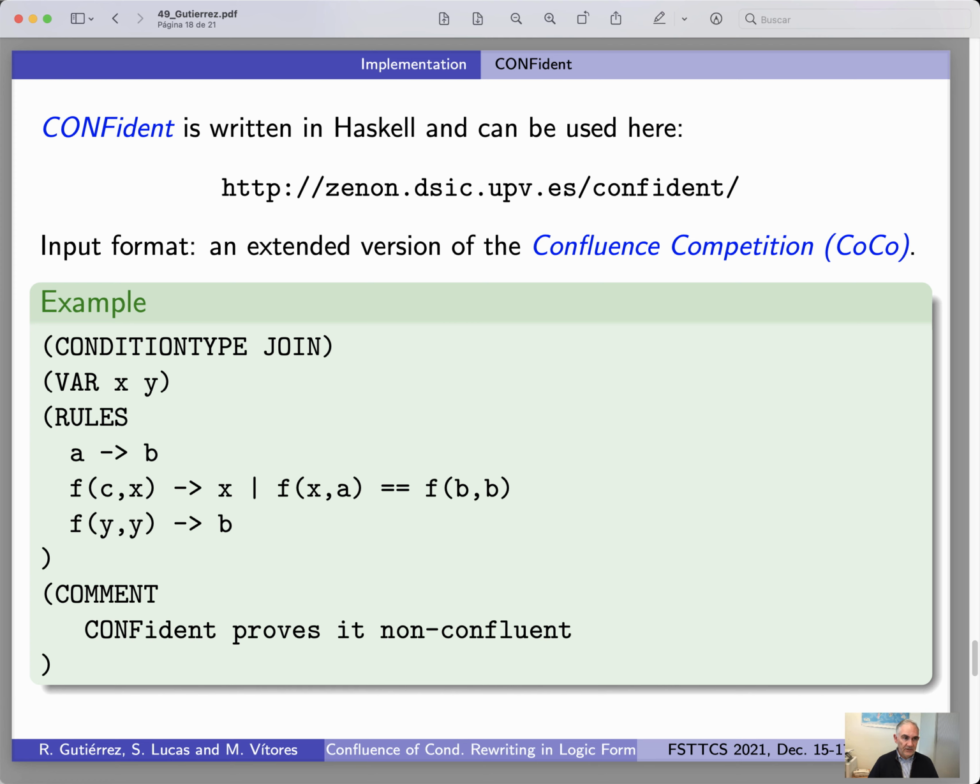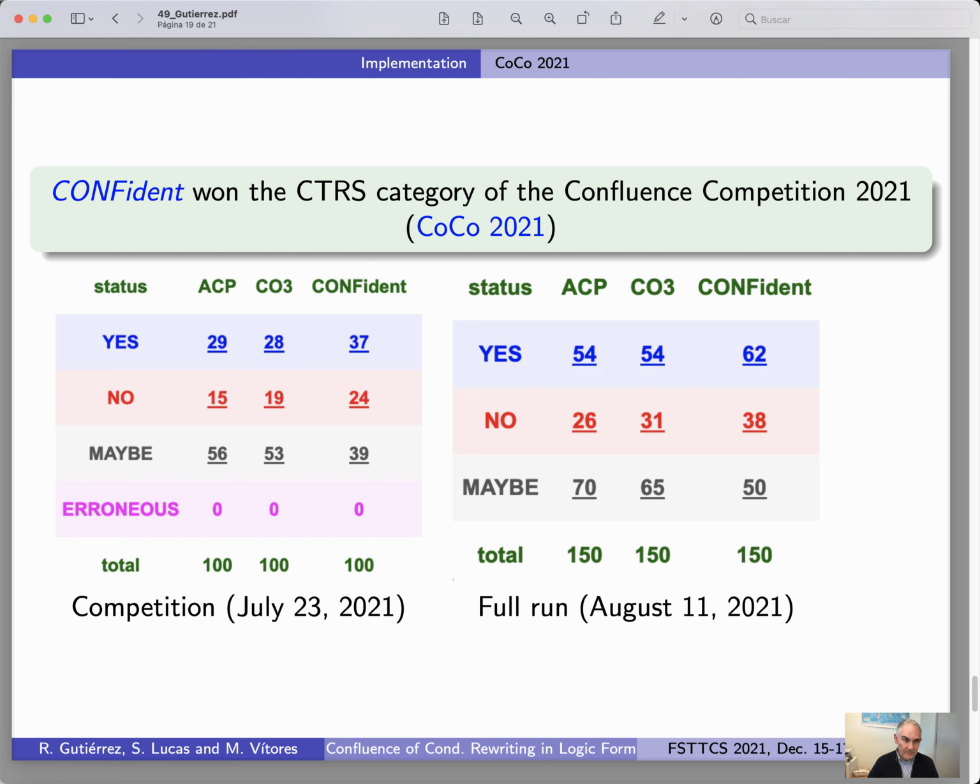We participated in the last Confluence competition this year. With a timeout of 60 seconds, 3 possible answers for the tools are possible. Yes, if the conditional system is confluent. No, if it is not. Or maybe, if no conclusion can be obtained. On the right-hand side, a full run of the full COPS database is displayed. Our results have been good, as shown in the slide.